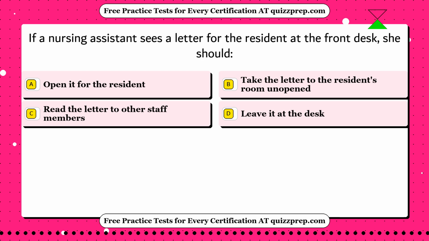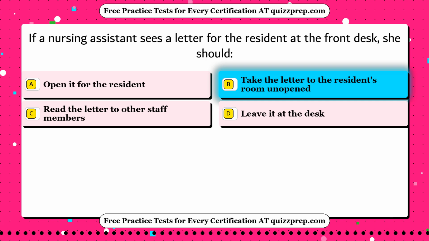Question 80. If a nursing assistant sees a letter for the resident at the front desk, she should: Option A, open it for the resident. Option B, take the letter to the resident's room unopened. Option C, read the letter to other staff members. Option D, leave it at the desk.